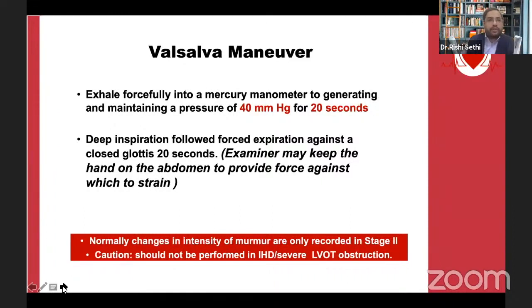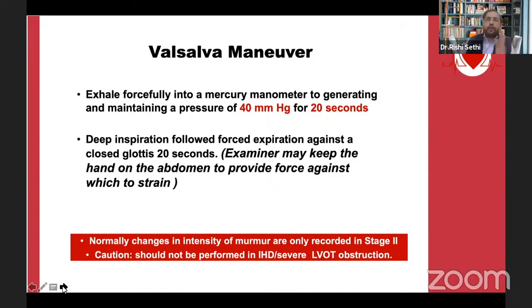So how do you do the Valsalva maneuver? You commonly do deep inspiration followed by forceful expiration against a closed glottis for 20 seconds. A more scientific way, which you should tell the examiner even if you are not able to do it in your exam, is to exhale into a mercury manometer to generate and maintain a pressure of 40 millimeters of mercury for 20 seconds.